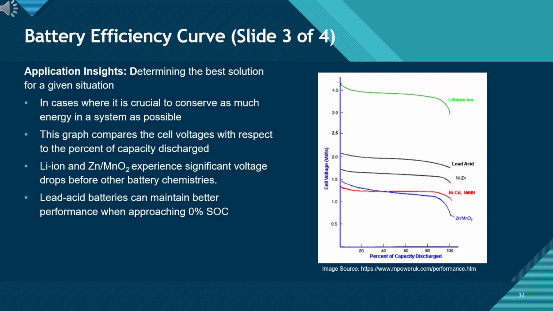On the other hand, lead-acid batteries maintain a flatter voltage curve and perform more consistently at low SOC. Therefore, in applications where preserving every bit of available energy is critical, like backup power or certain stationary systems, lead-acid may still be a better fit. The key takeaway is that the best battery depends on the application and how much low-voltage performance matters.